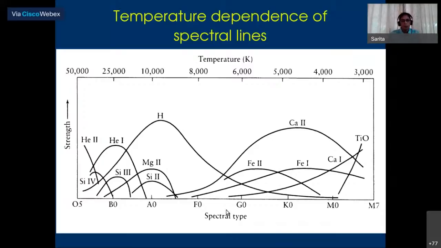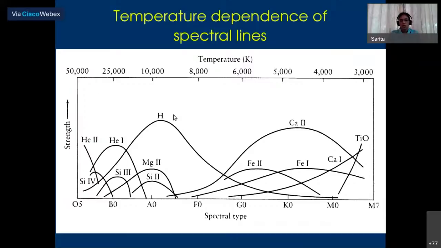So that, for convenience, is shown in a plot like this, where the x-axis indicates the surface temperature. It's decreasing as you go from the left to the right. As you can see here, on the bottom is the spectral type, and on top is the surface temperature. It goes from 50,000 to 3000 Kelvin.